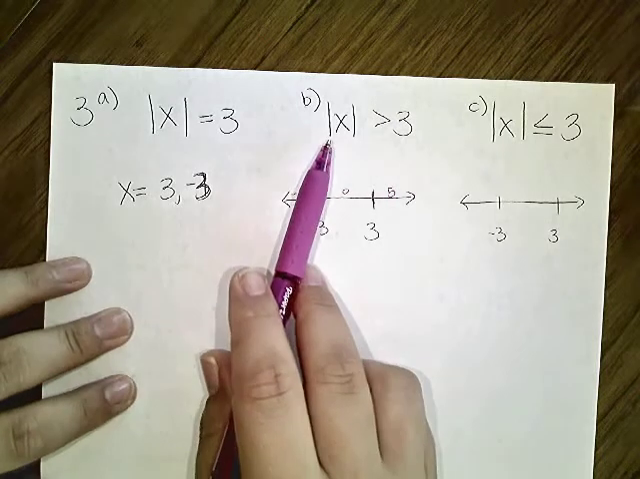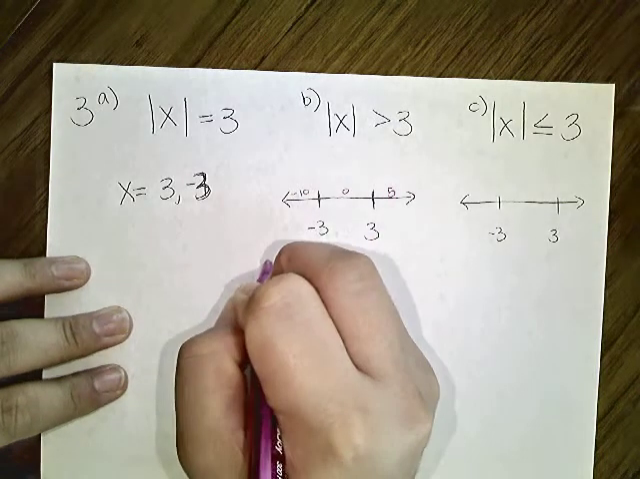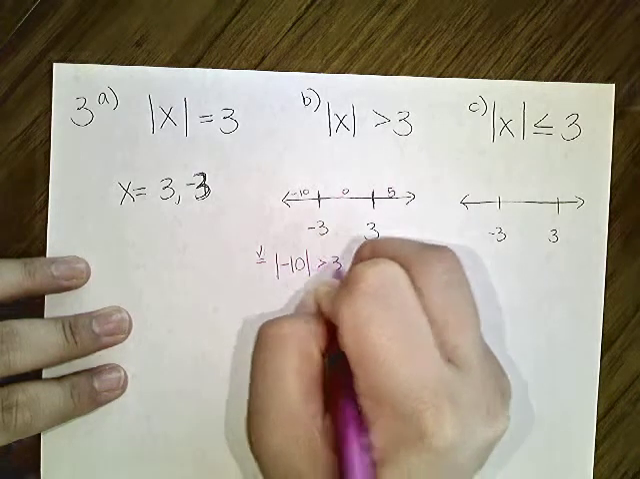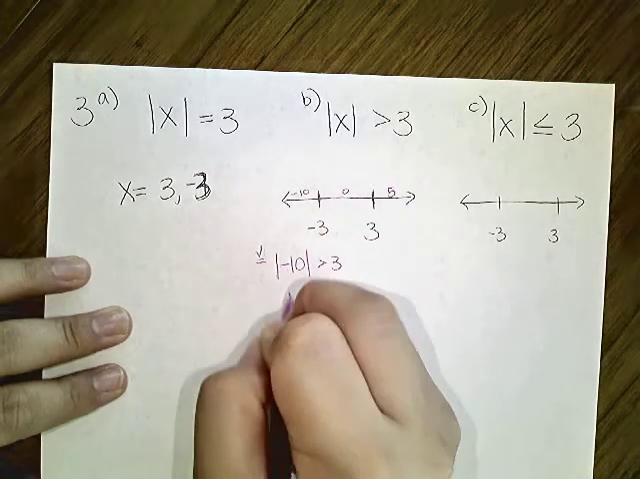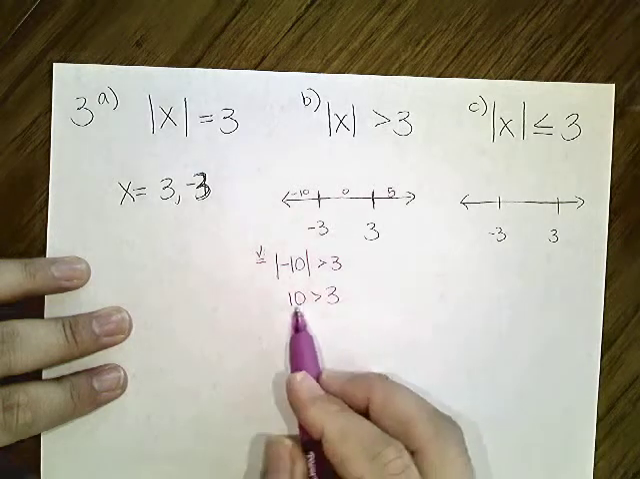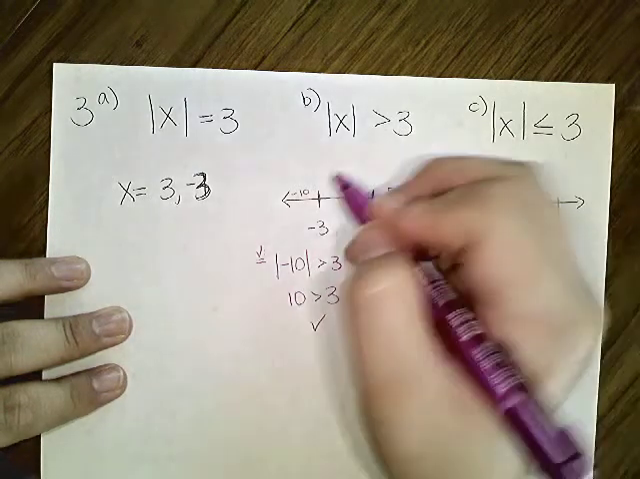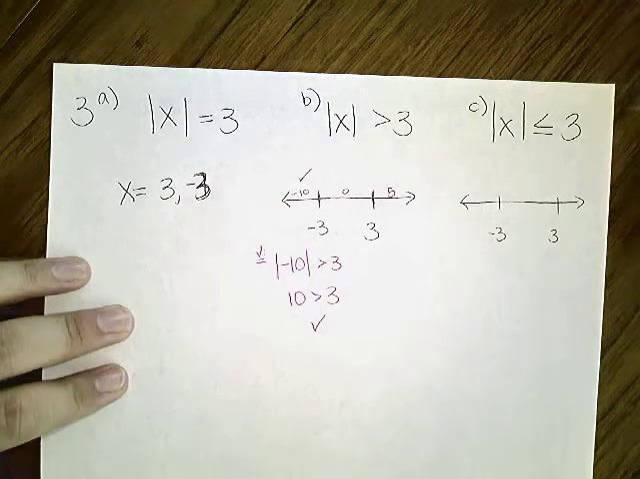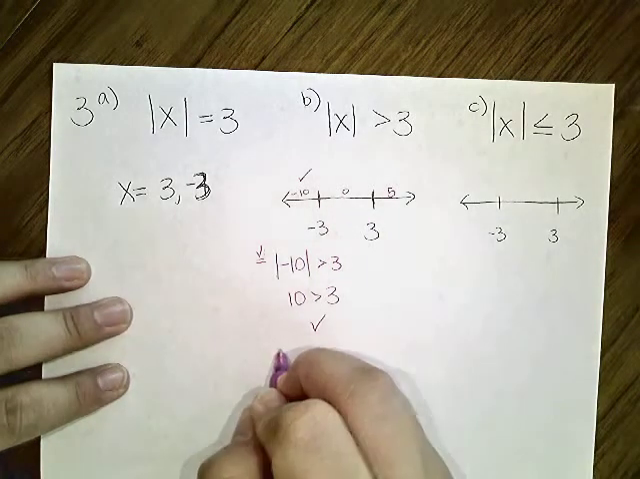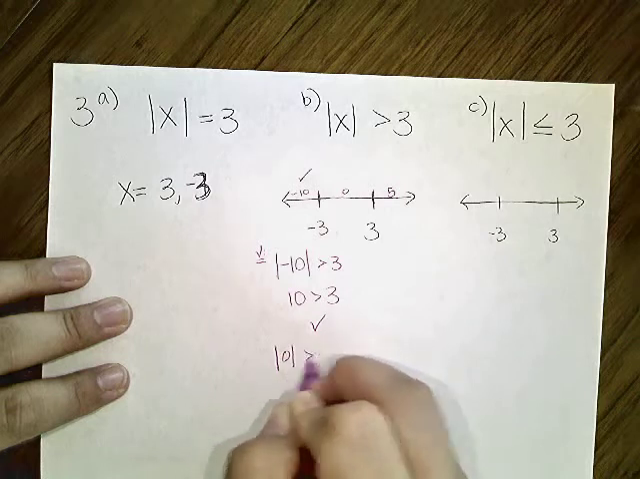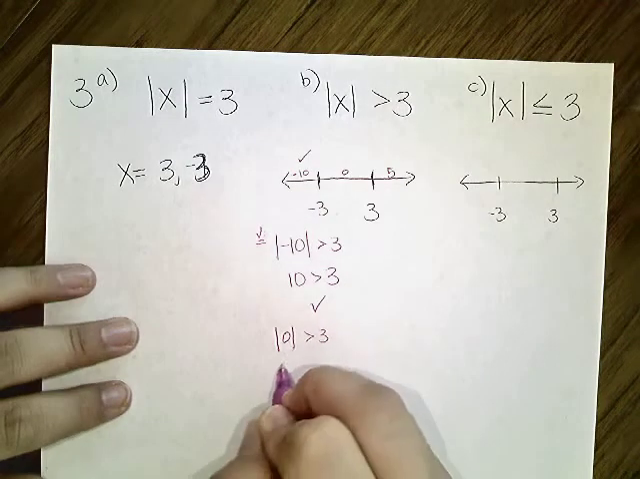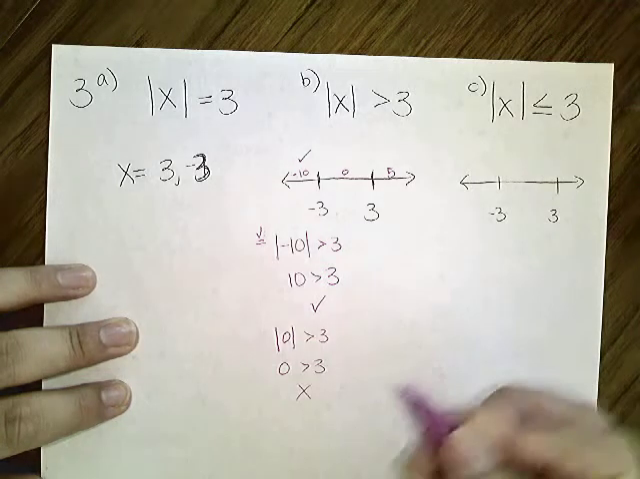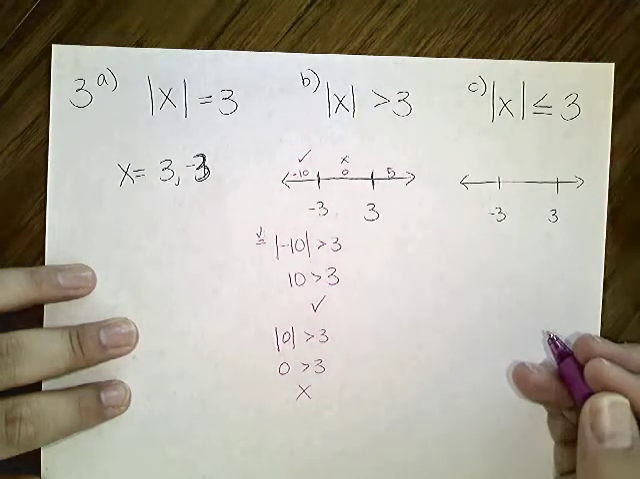If we plug in negative 10, we're checking whether the absolute value of negative 10 is greater than 3. The absolute value of negative 10 is positive 10, and is positive 10 greater than 3? Yes, it is. So the left-hand region is going to work. We can generalize. Then we do the same thing for 0. The absolute value of 0 is greater than 3. The absolute value of 0 is still 0, and is 0 greater than 3? No, it most definitely is not. So that middle region is not going to work.